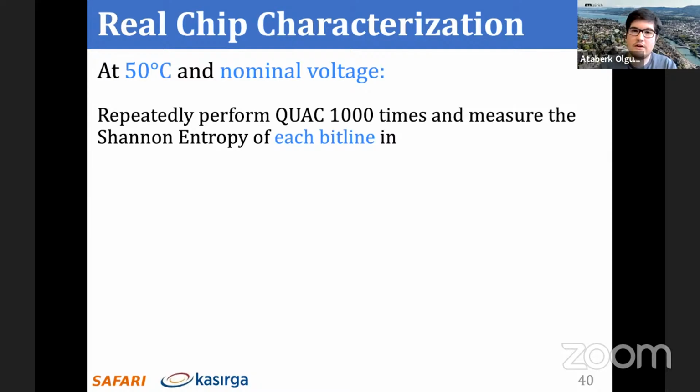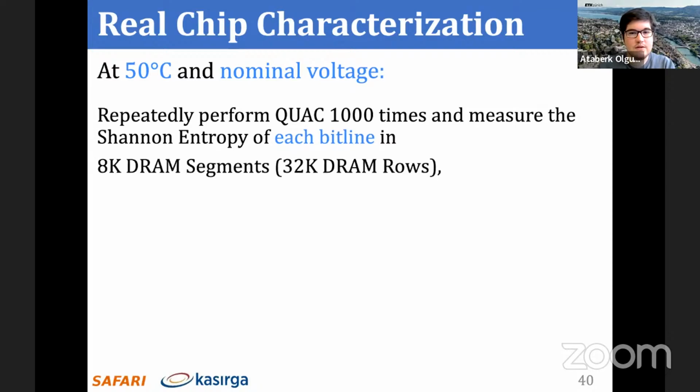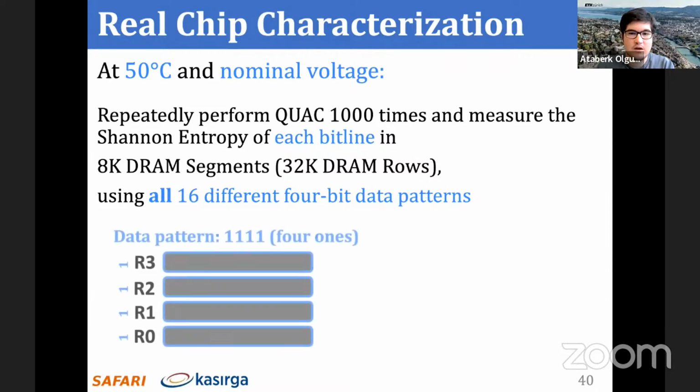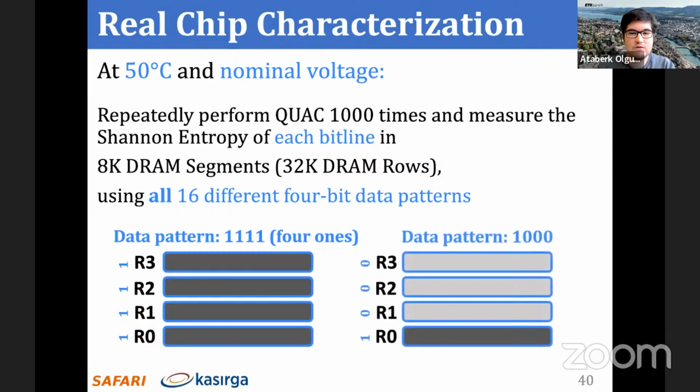In our study, we collect 1,000-bit bit streams from each bit line in 8,000 DRAM segments using all 16 different 4-bit data patterns, where each bit in the data pattern corresponds to the binary value we use to initialize all cells in a DRAM row. So for example, the 4 ones data pattern initializes each row with all ones, and the 1000 data pattern initializes the first row with all ones and the remaining rows with all zeros.